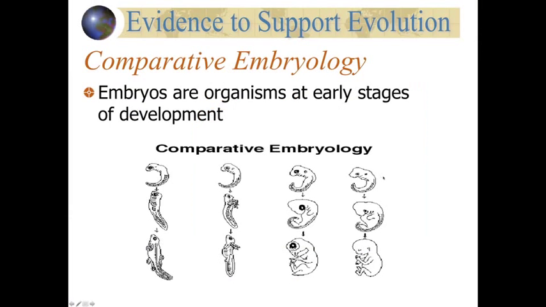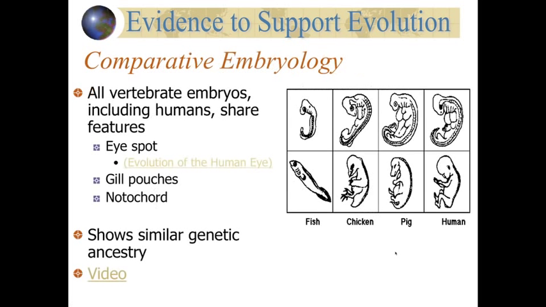All right, so what we see here when we look at the embryos from the pig, the human, the chicken, and the fish, we see that there are similar structures found throughout the development, features that would be common to all vertebrate embryos. We're going to go through a list of those and think about why these embryos share these characteristics. Vertebrate embryos are embryos that have a backbone, right? Organisms with backbones are vertebrates.